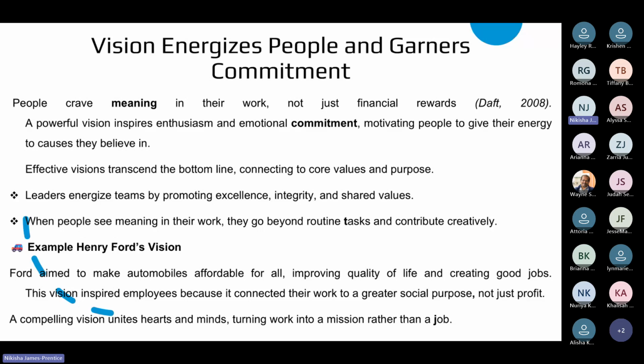Henry Ford's vision for the Ford Motor Company is a prime example. He aimed to make affordable automobiles for all, improving quality of life and creating good jobs. This vision inspired his employees because it connected their work to a greater social purpose. Effective leaders energize teams by framing visions that reflect excellence, integrity, and shared values, motivating people to contribute beyond routine tasks.